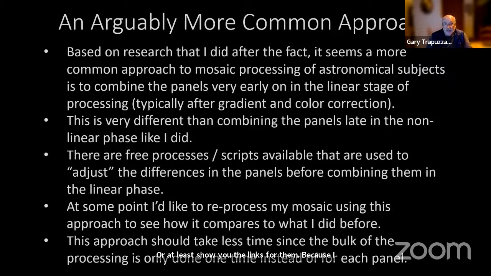At some point, out of my own curiosity, I'll try reprocessing this mosaic using that approach and compare it to what I did. I think maybe the reason people use that is because it should take less time, because you're doing minimal processing to the 4 panels, then stitching them together, and then processing the one big panel. That should take less time than processing each of the 4 panels, stitching them together, and then doing tweaks on that final thing. And if I do that, I'll report back in the future.